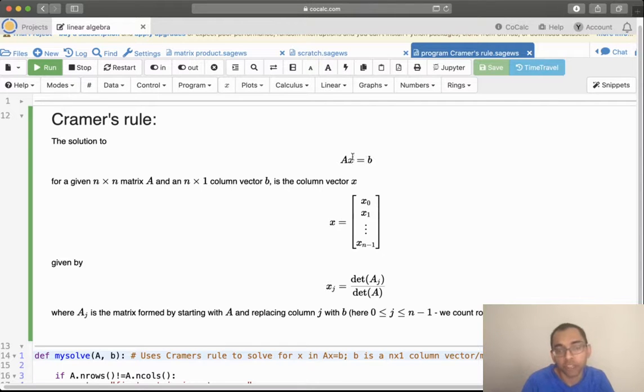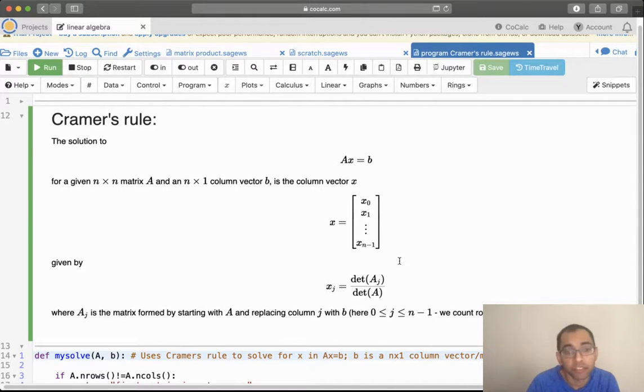And the solution, we're trying to solve for x, and so x is going to be an n by 1 column vector. Here I've used indexing starting at 0 instead of 1, which is what we normally do in math, but in computer science and in Python and Sage, indexing starts at 0, so I've stuck with that. It doesn't, again, matter too much as long as you're consistent.